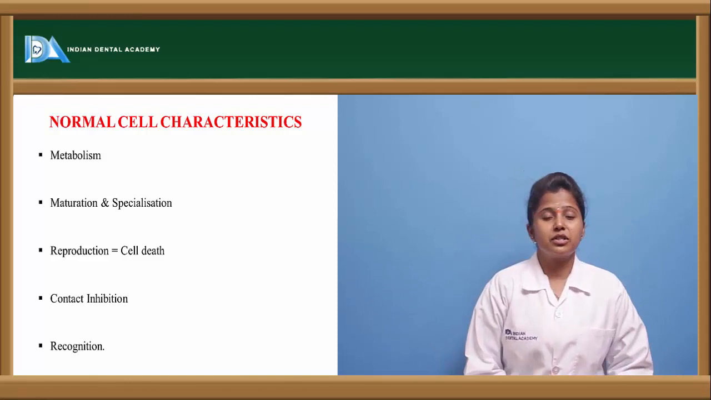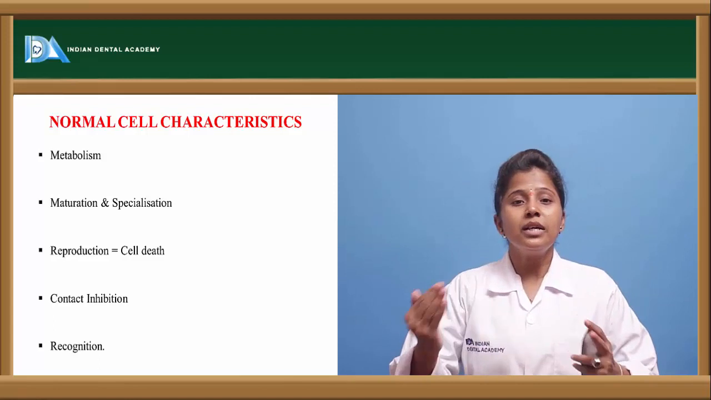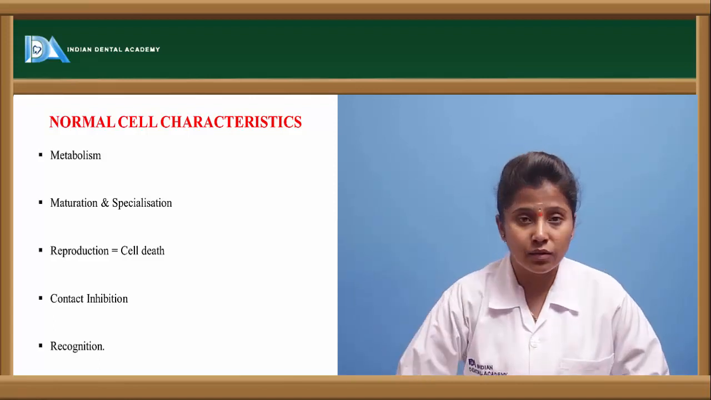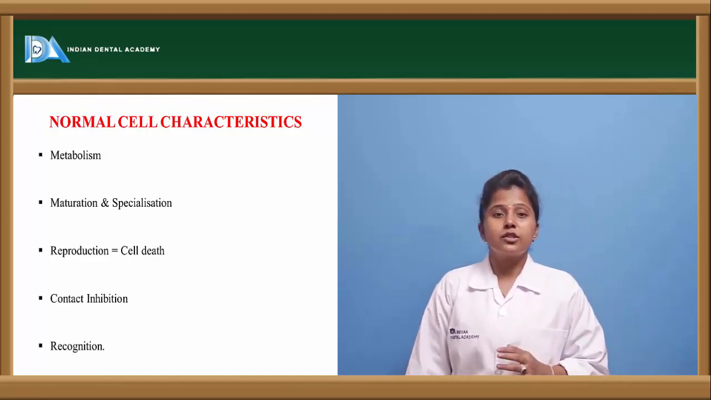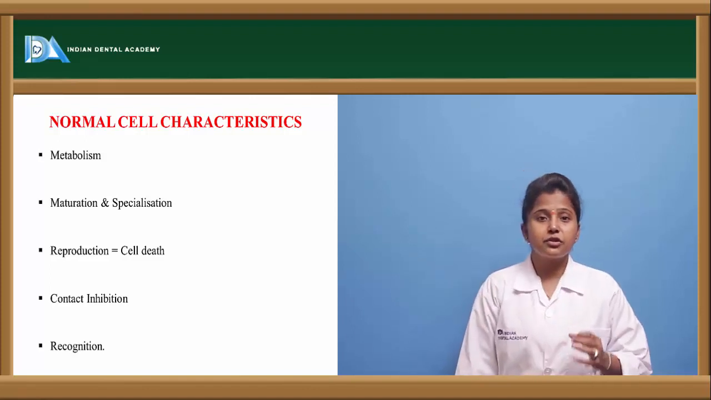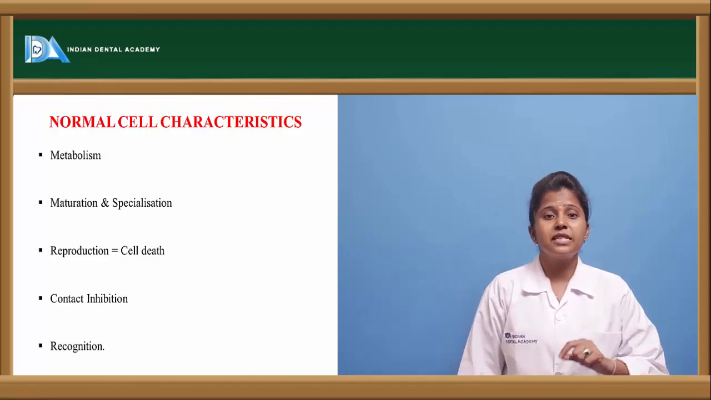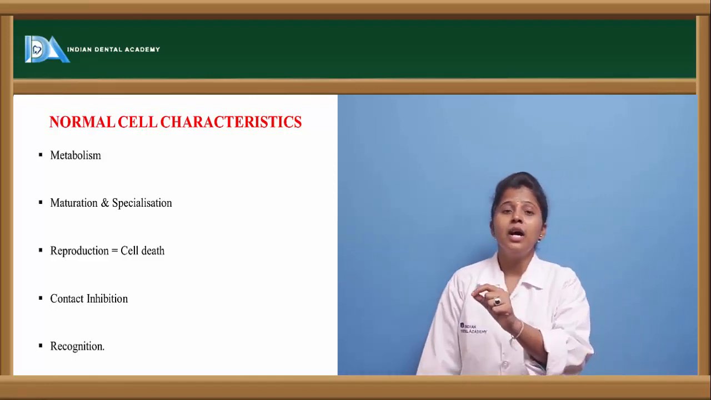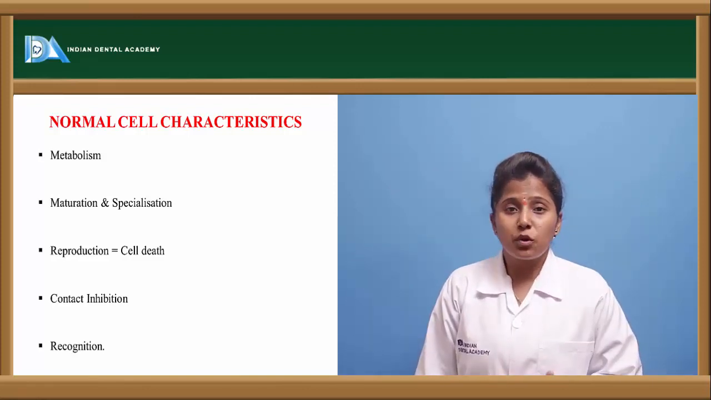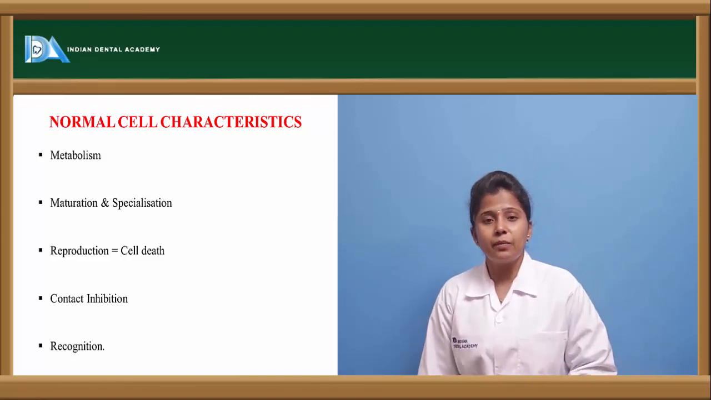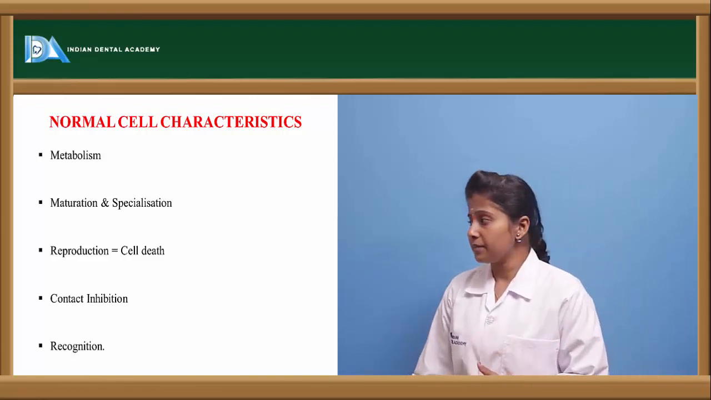And contact inhibition. So what is contact inhibition? When the cell divides, it forms a new layer around it, forming a thick wall around the cell. This contact inhibition is one of the characteristic features of the normal cell, and it is not observed in the cancer cell. And recognition. Each and every cell has its own structure and own function, by which it is recognized. Hepatocytes don't have the same function as cardiocytes, and cardiocytes won't have the same function as myocytes. In the same way, myocytes won't have the function of neurons, which are the cells of the brain. Each and every cell has its own characteristic structure as well as function.